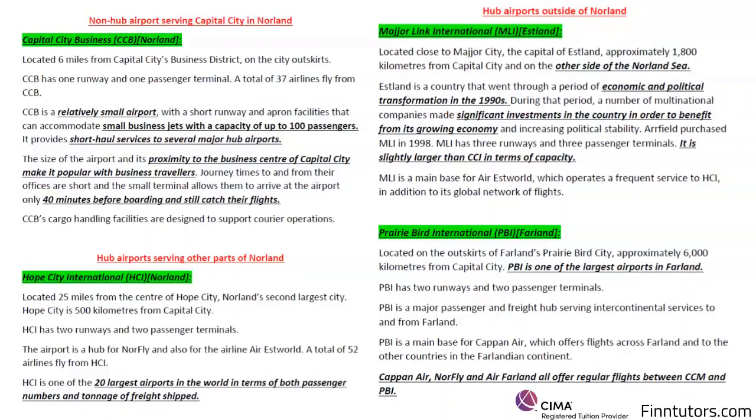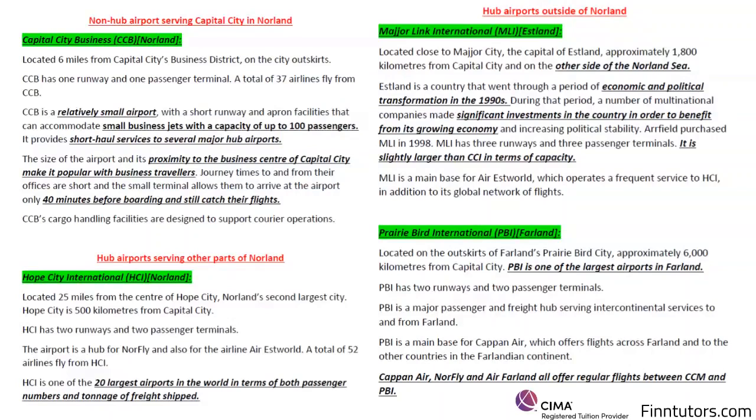So there is major interlinking with your hub airports, because at the end of the day, they are hub airports from one major city to another, and you own airports in major cities in 3 countries: Norland, Estland, and Farland. So in total, you have 6 airports.